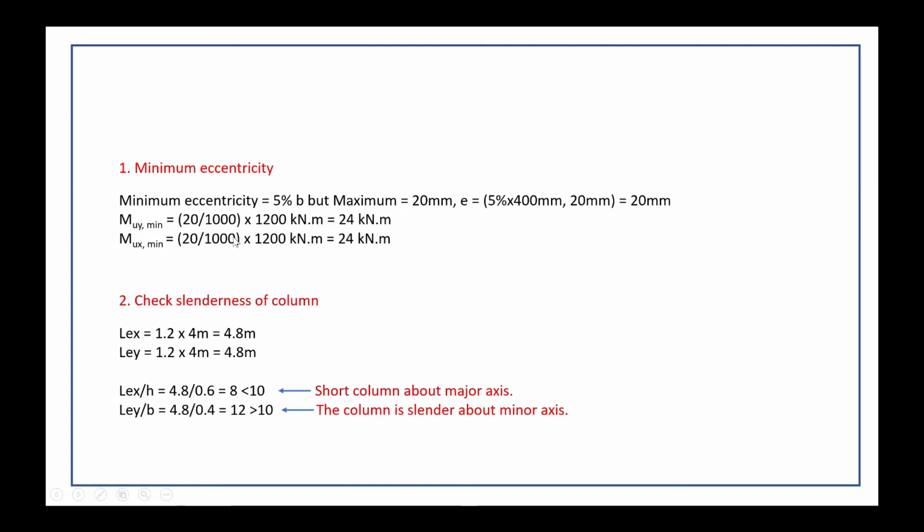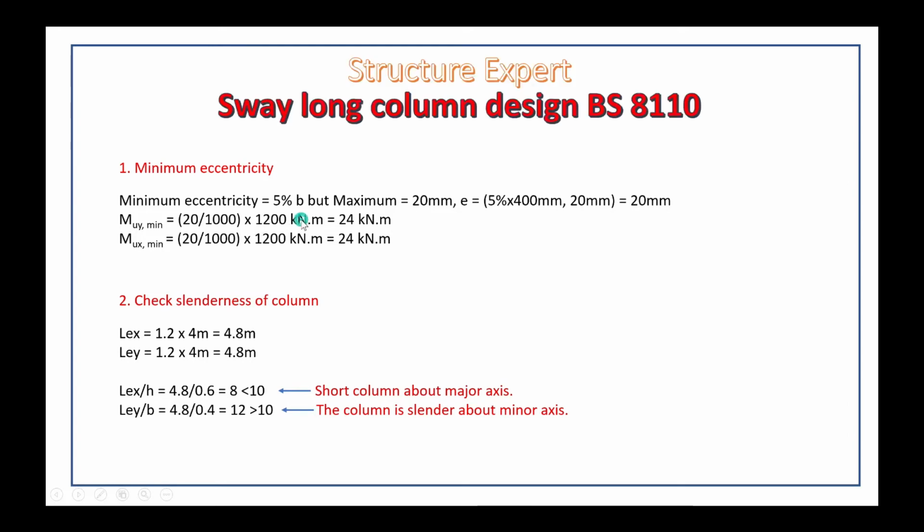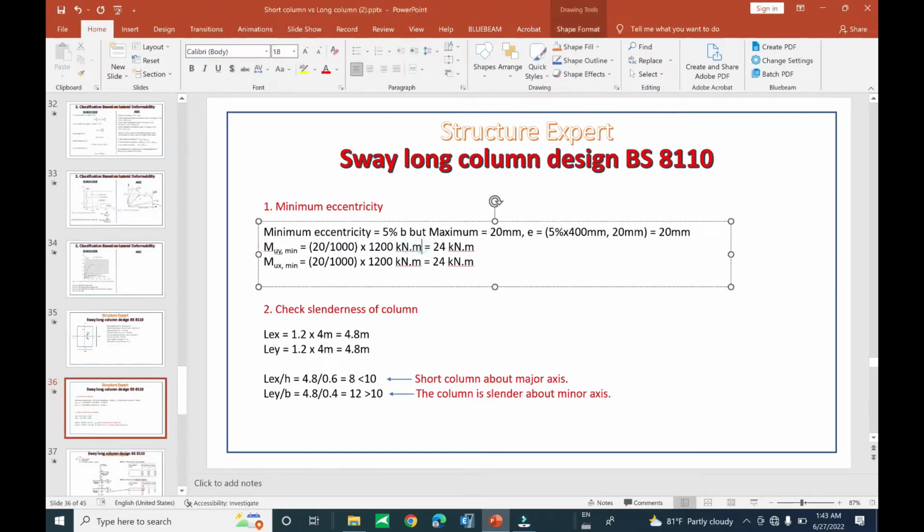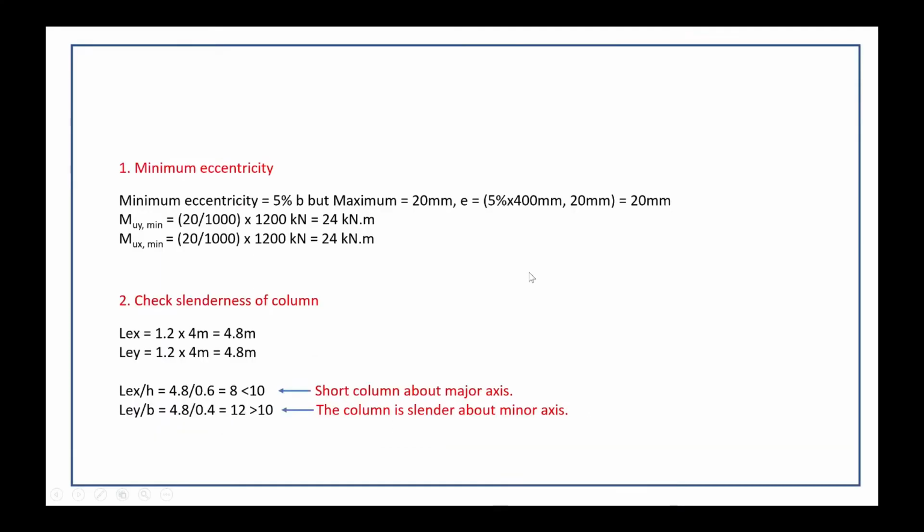You convert it to meter: 20 divided by 1000, multiplied with the actual force of 1200 kilonewton. The value is the minimum moment. The minimum moment produced by the minimum eccentricity of the column is 24 kilonewton meter in both directions.